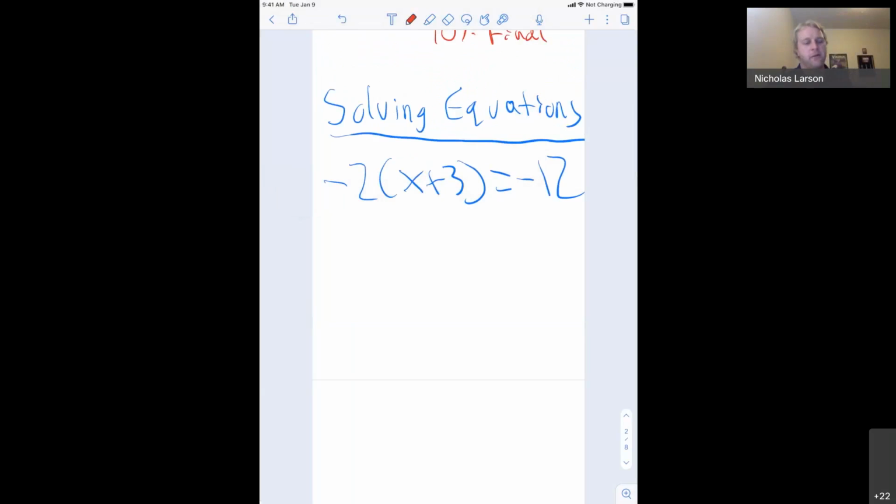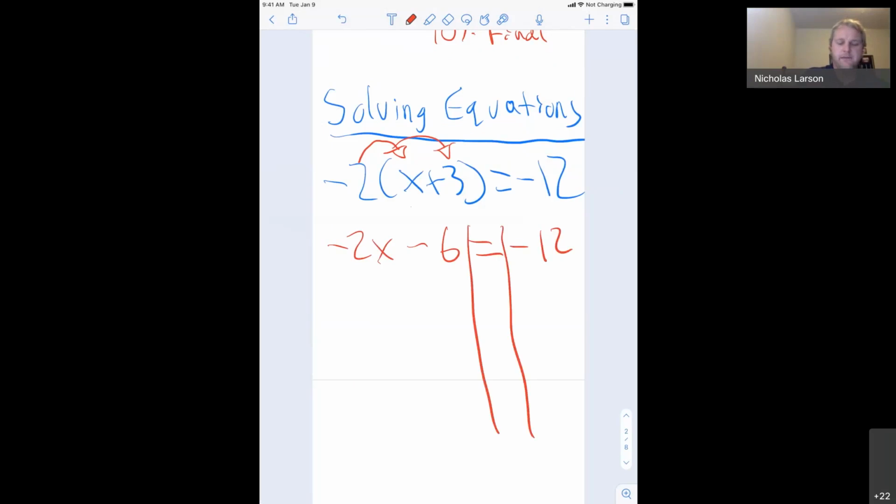One thing that we reviewed is called the distributive property. That means I take this number outside my parentheses and I multiply it into each term. So -2 multiplied by x is -2x. -2 multiplied by 3 is -6, equals -12. Now we've got our problem distributed, and I've got this equal sign. Remember, equations are balanced. Anything I do on the left, I have to do on the right.